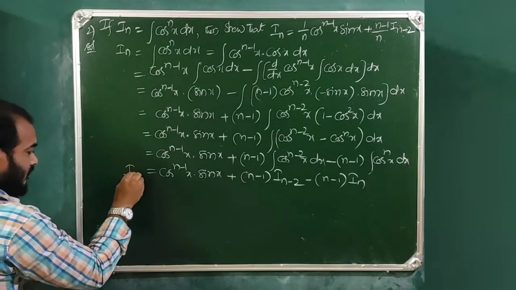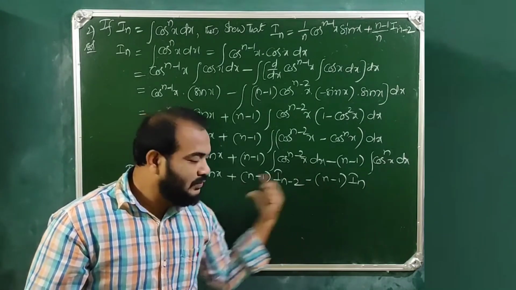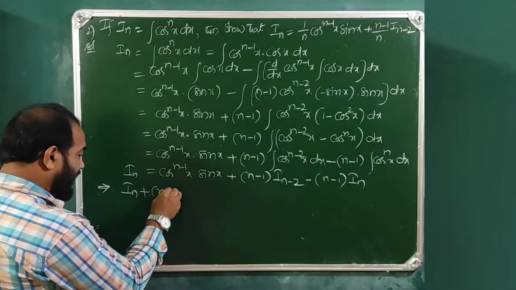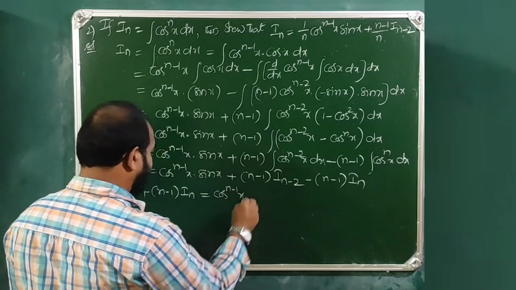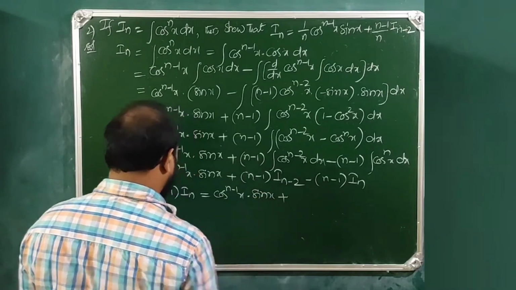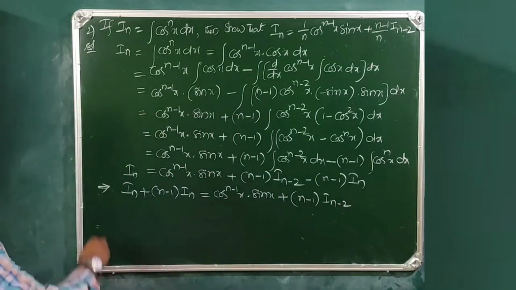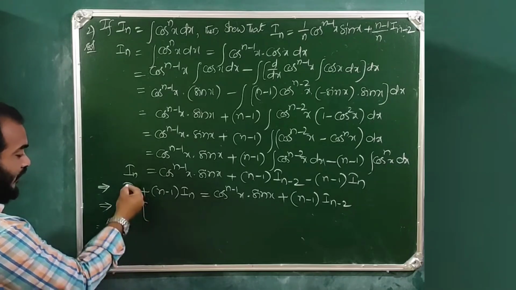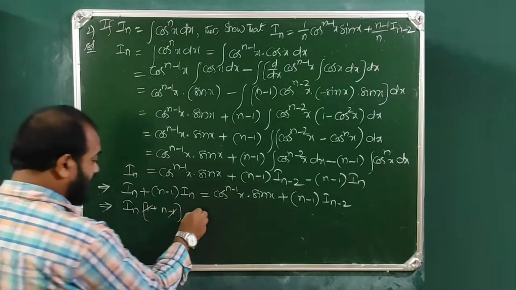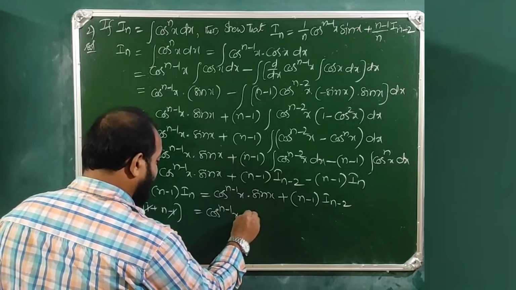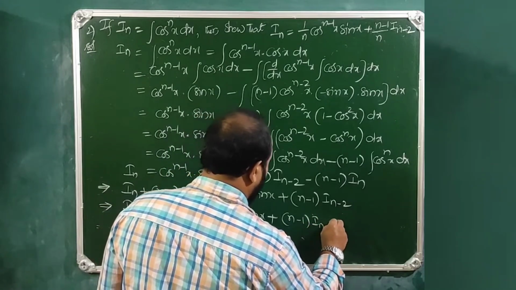This is all In only. So if you transpose the minus (n-1) In onto the other side, this is In plus (n-1) In equals cos^(n-1)x sin x plus (n-1) I(n-2). If you take In common, its coefficient is 1 plus (n-1). So minus 1 plus 1 gets cancelled: cos^(n-1)x sin x plus (n-1) I(n-2).